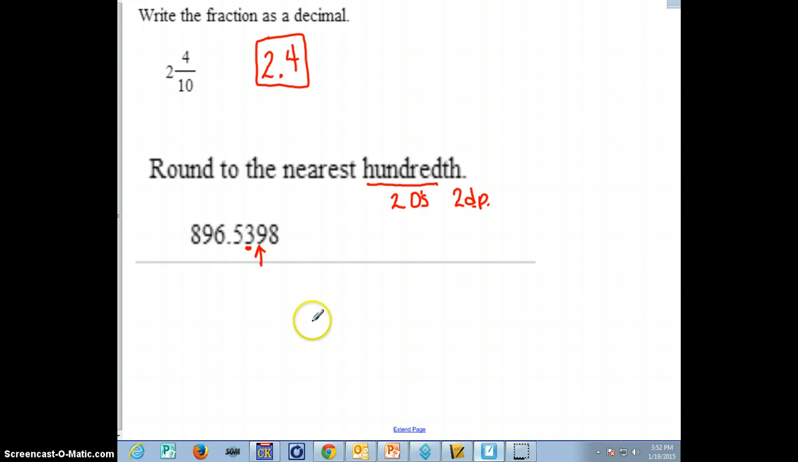Rounding is always based on this: if it's 5 or more, raise the score; 4 or less, you let it rest. So it really has to do with if this value is 5 or more. So this happens to be 5 or more, which means this number right here is going to go up 1. So 896.54.